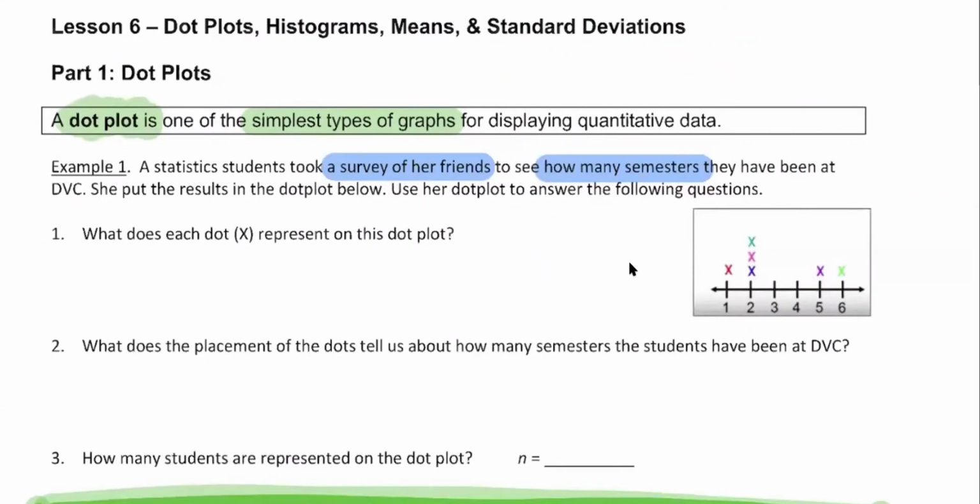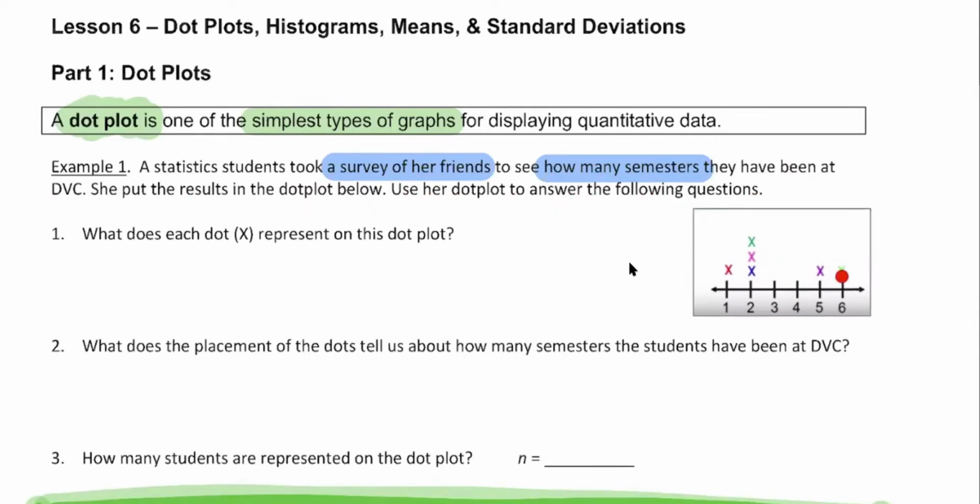All right, so first we're looking at a dot plot. A dot plot is really the simplest type of displaying quantitative data. We don't use it very often for big sets of data. We tend to use dot plots for smaller sets. A statistics student took a survey of her friends to see how many semesters they've been at DVC, and she put the results in the dot plot below and used her dot plot to answer the following questions.